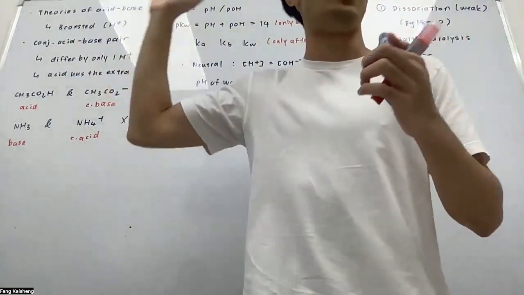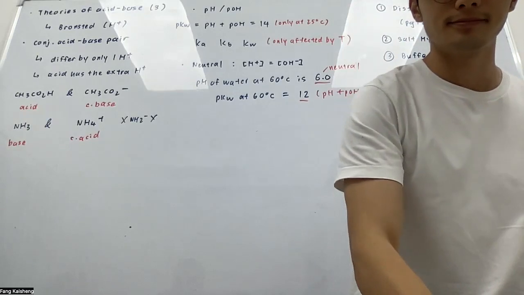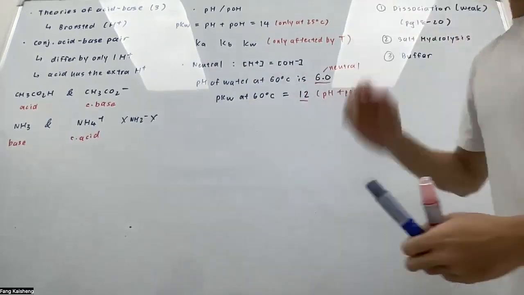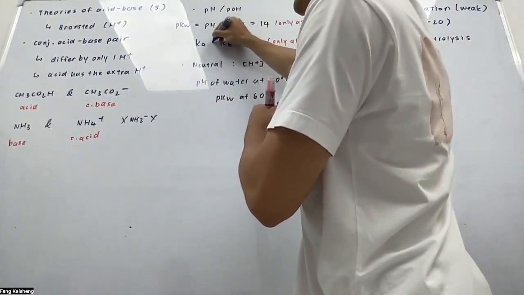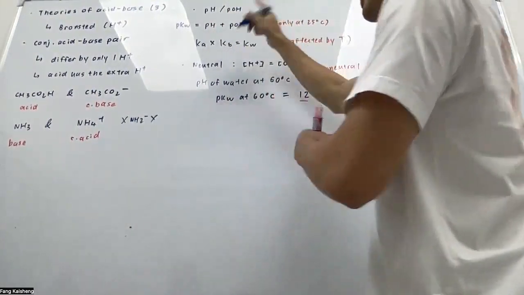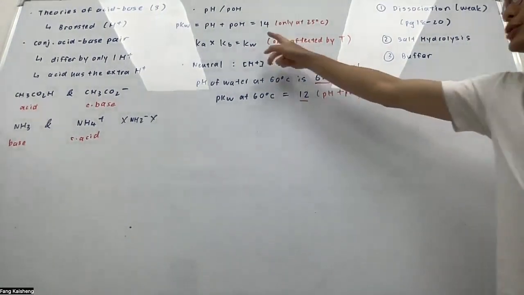Any questions so far? If not, we need to move on already. They're all related actually. If you can do this, Ka times Kb will actually give you Kw. That was another formula that is in the notes. We're going to be using this today.